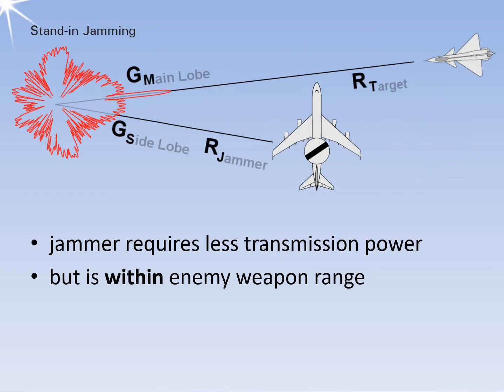This technique involves just increasing the jammer power by enough to overcome the processing gain in the receiver. For the same effect, the jammer requires less transmission power but is within the enemy's weapon range at stand-in jamming. This situation is often achieved by deploying mobile ground-based jamming equipment.